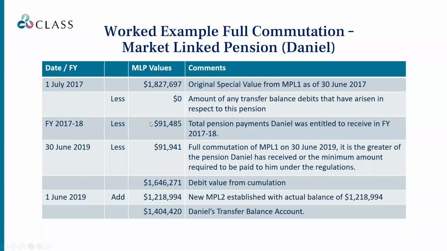There's a typo. On 1st July 2019, Daniel has used the money to start another market-linked pension, but the actual balance of that is 1.2 million. So the 1.2 million is the new TBAR credit, and the difference between 1.9 and 1.6 adds another about 200,000. So the current transfer balance account for Daniel is $1.4 million.